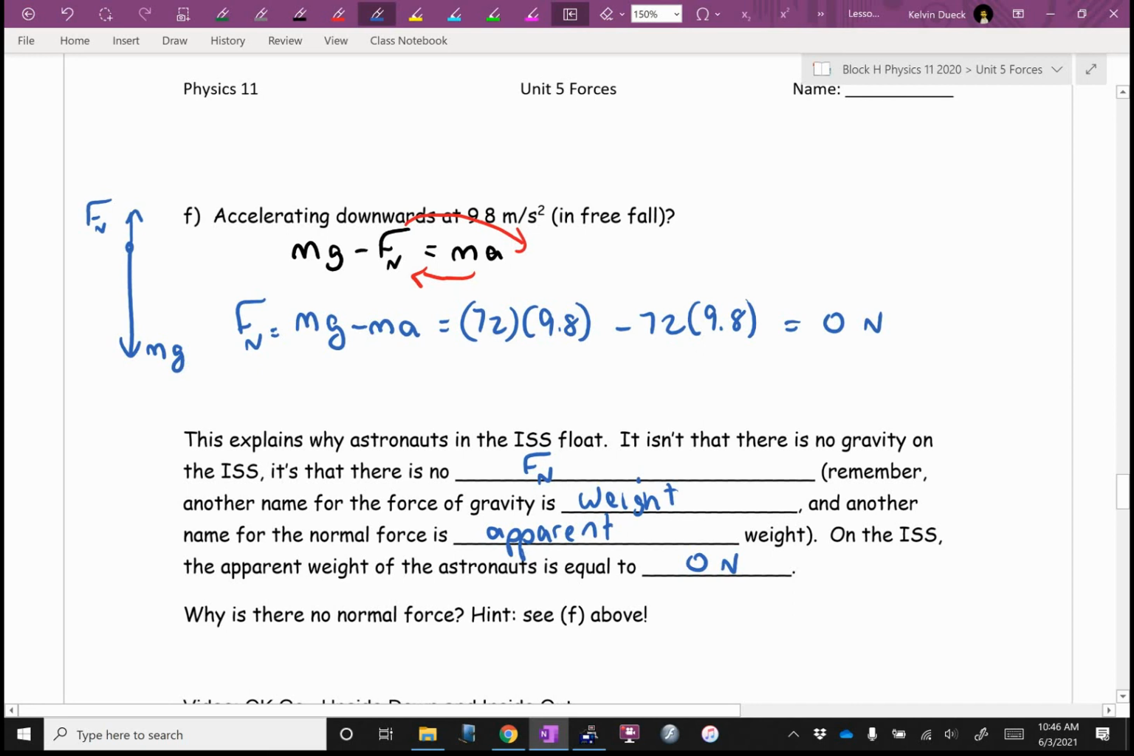Why is there no normal force? There's no ground to push up on. Why is there no ground to push up on them? In space. No. There's a surface on the International Space Station. Why don't they feel the ground pushing up on them? Here's your hint. See F above. They're constantly accelerating downward at 9.8. They're in free fall.